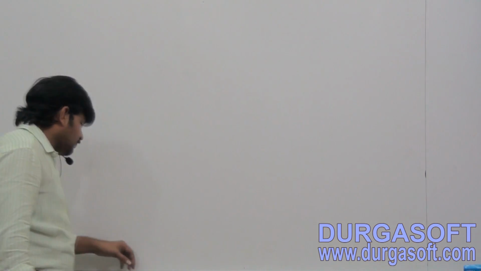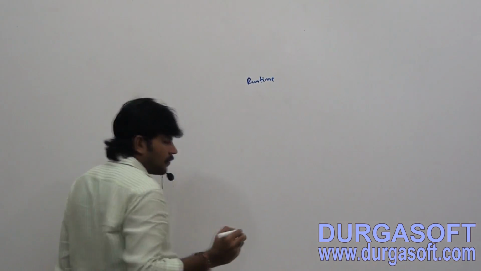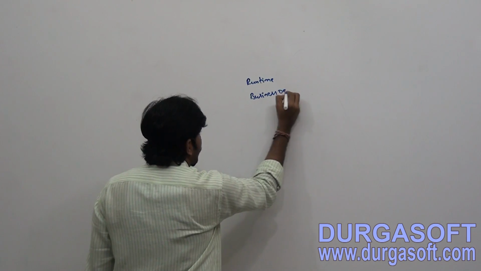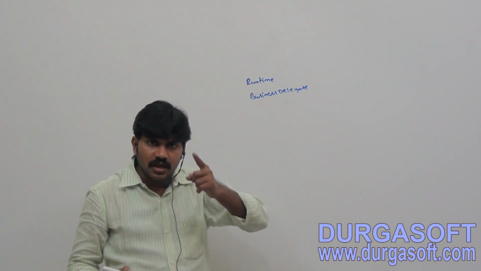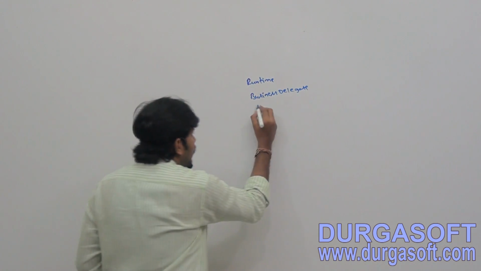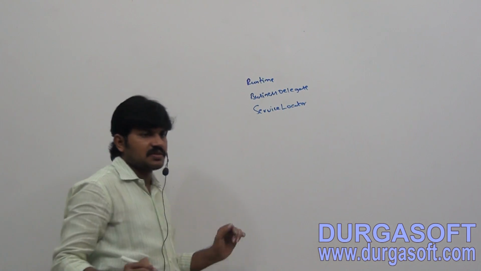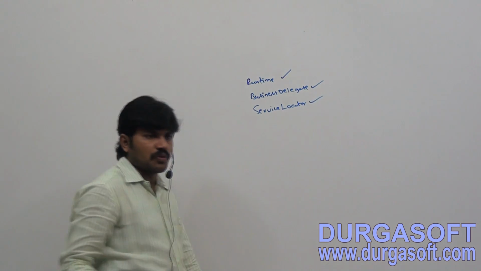Sir, can you tell any example of a singleton? Runtime. Runtime is a singleton class. Do you know business delegate? Business delegate is a singleton. Business delegate is one type of design pattern, a singleton only. Service locator is also a singleton: business delegate, service locator.